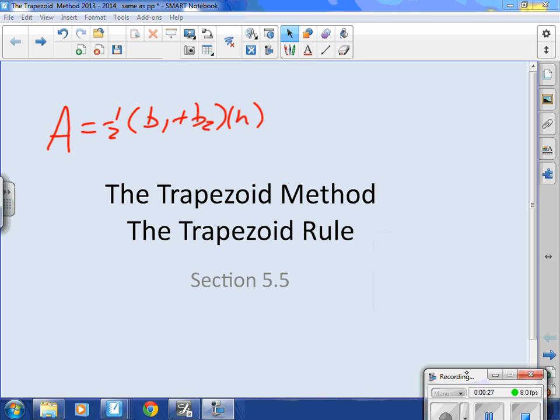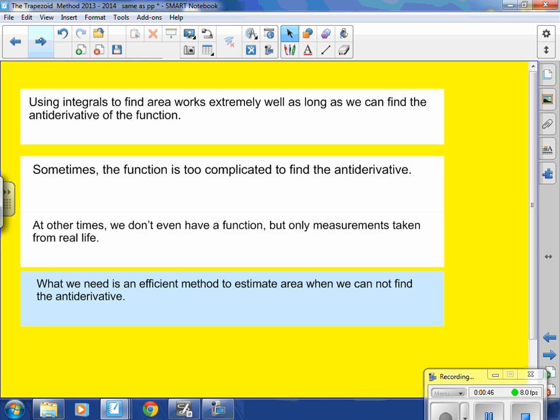Very good. So there's two things that happen in here. We have the trapezoid method and the trapezoid rule. I'm going to briefly present the trapezoid rule, and then I'm going to tell you, don't learn this, because it doesn't always work. Trapezoid method is 100% guaranteed. So that's where we'll go.